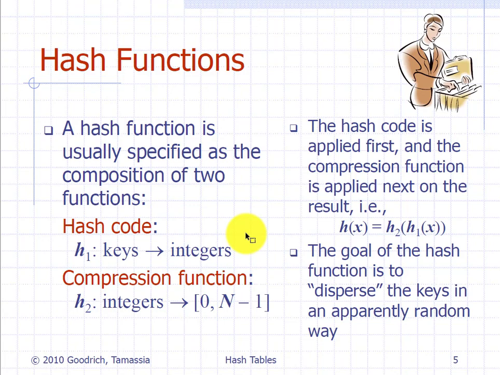Now that takes the integer and puts it into this array, within the width of the array, the length of the array. So the compression function is responsible for that. So conceptually, ideally, your hash function h(x) is given as h1 and h2. h1 is your hash code, which converts the key to an integer value, and h2 takes that integer value and is a compression function, which makes it an integer that is the index of the array. So this is important.